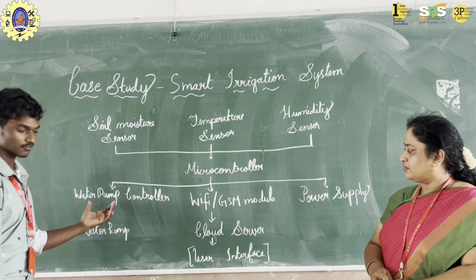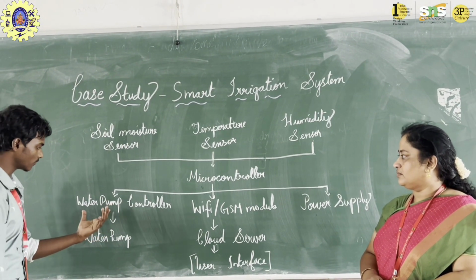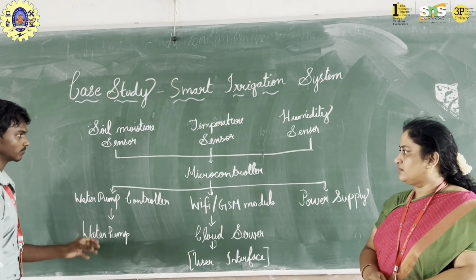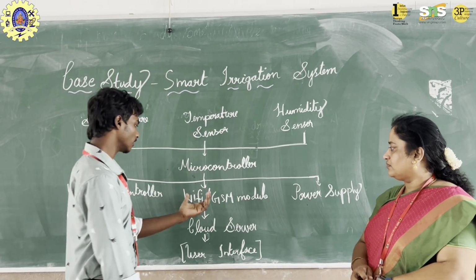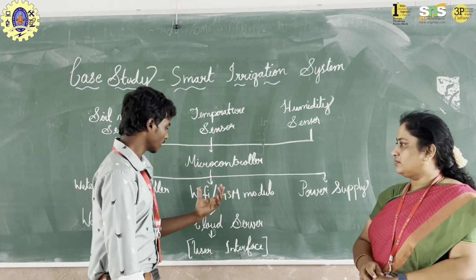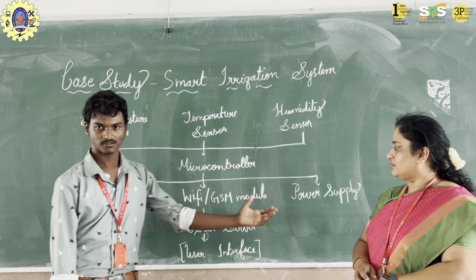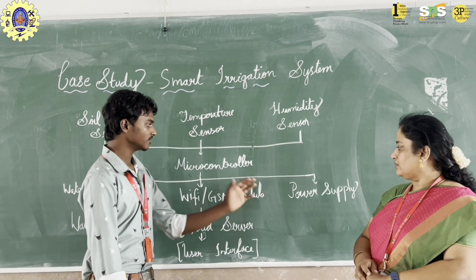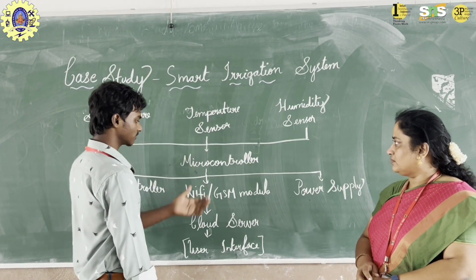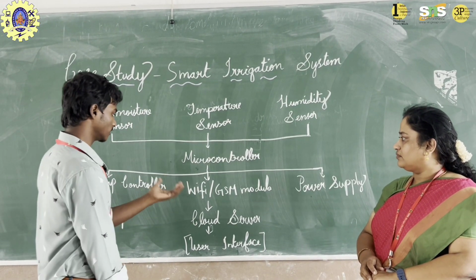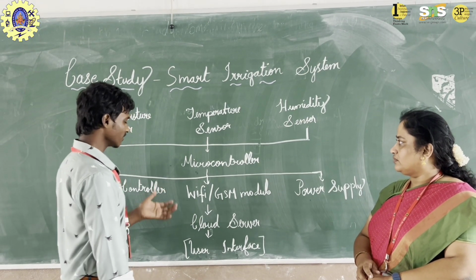The first action is the water pump controller. The water pump controller is the main action performed in the smart irrigation system. The microcontroller also has a communication system, a Wi-Fi and GSM module, and a power supply. The power supply provides the main supply to the microcontroller to run the microcontroller, the sensors, and the other components in the irrigation system.